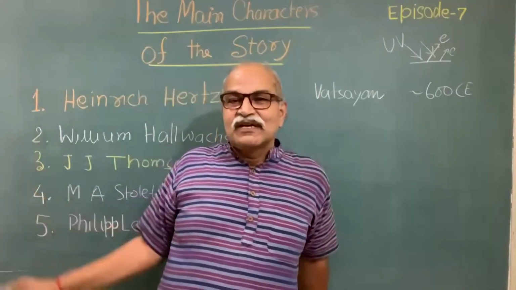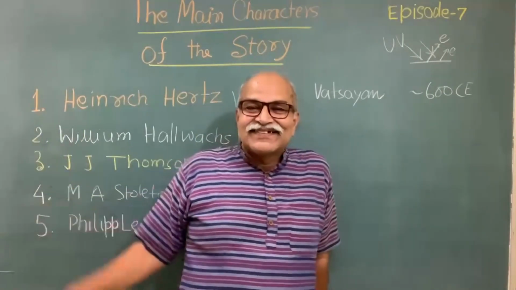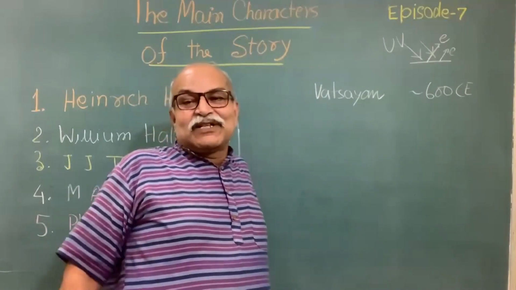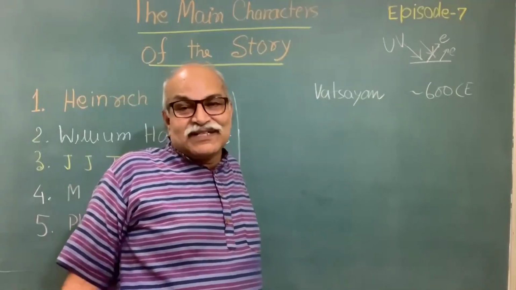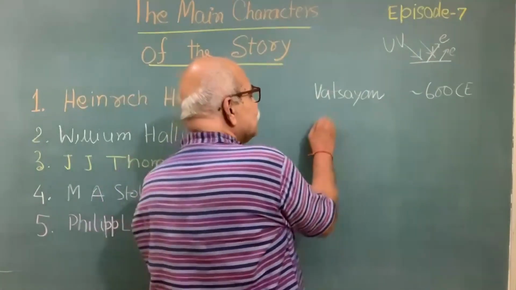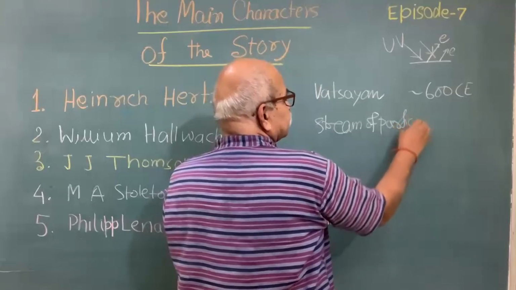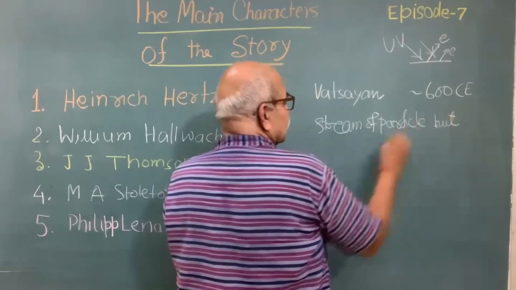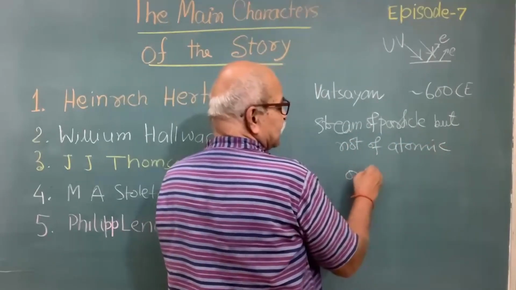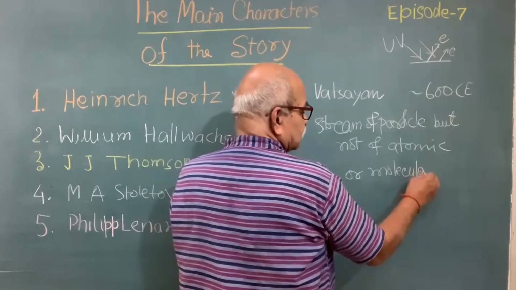Remember, all these experiments are in the 19th century, and what we are saying here is around 600 CE. And there they describe what light is, what is the construction of light, the constituent of light. And it is a very interesting thing. They say that there is a stream of particles, but not of atomic or molecular structure.